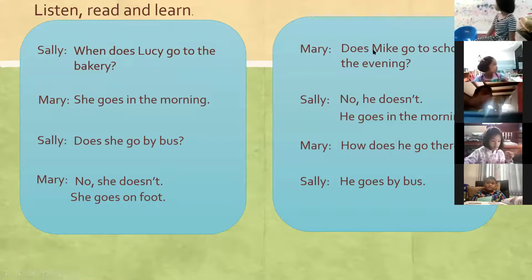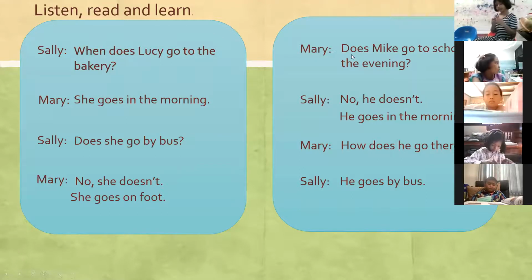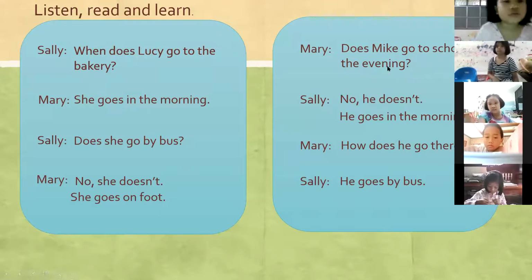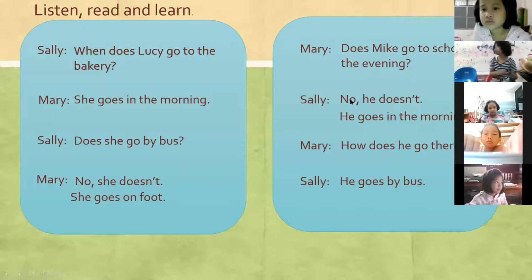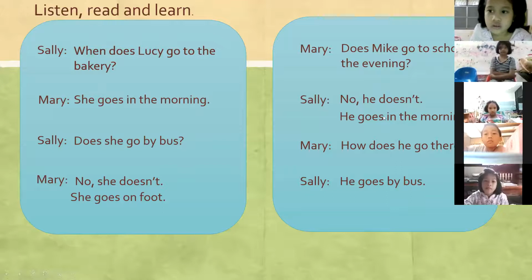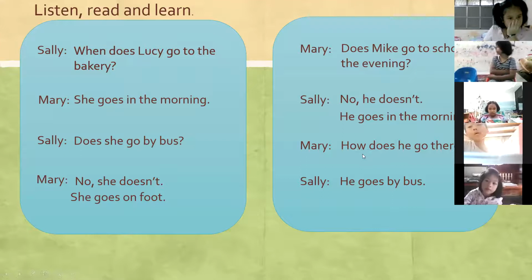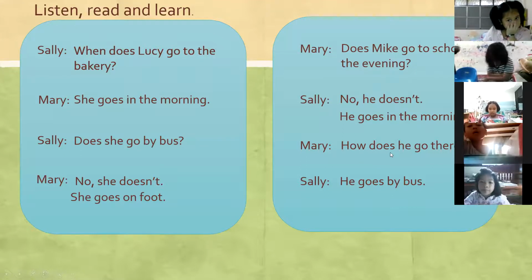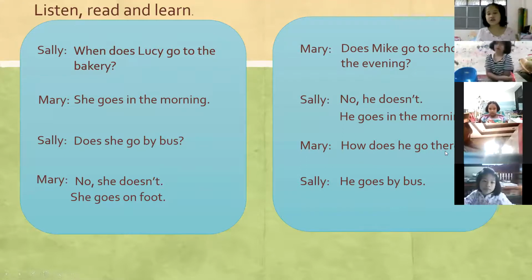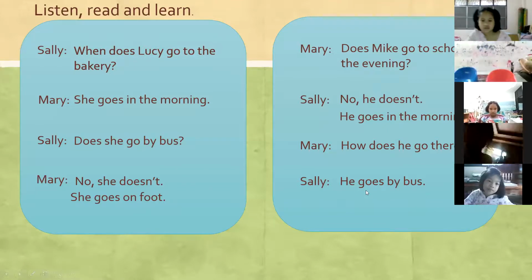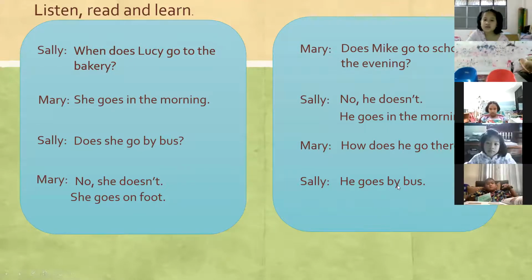Okay, next, Mary. Does Mike go to school in the evening? No, he doesn't. He goes in the morning. Okay, he goes in the morning. Mary, how does he go there? He goes by bus. Okay.